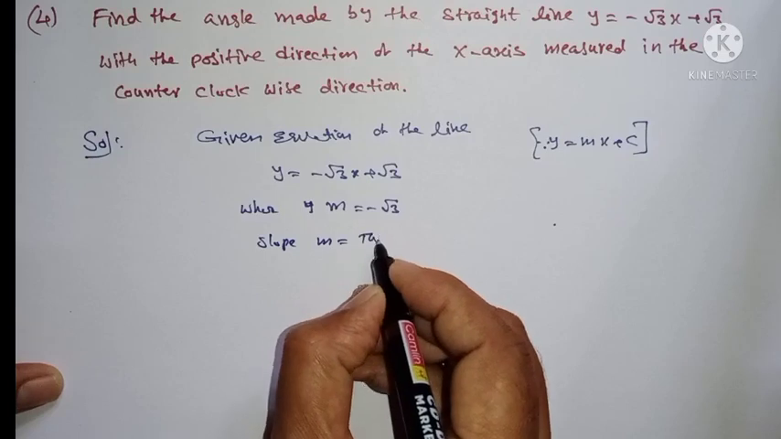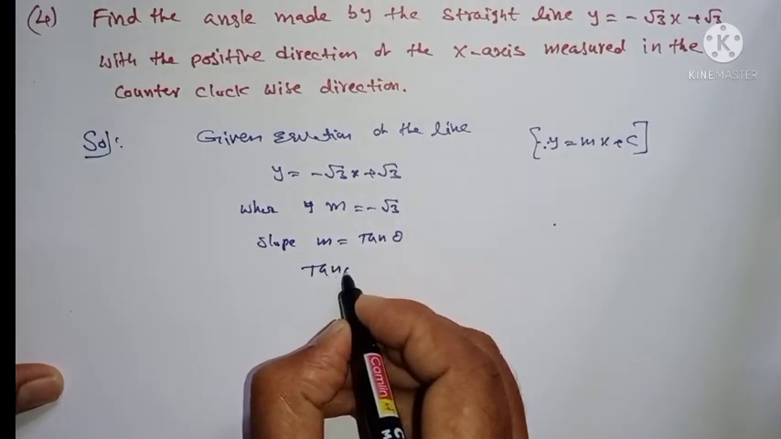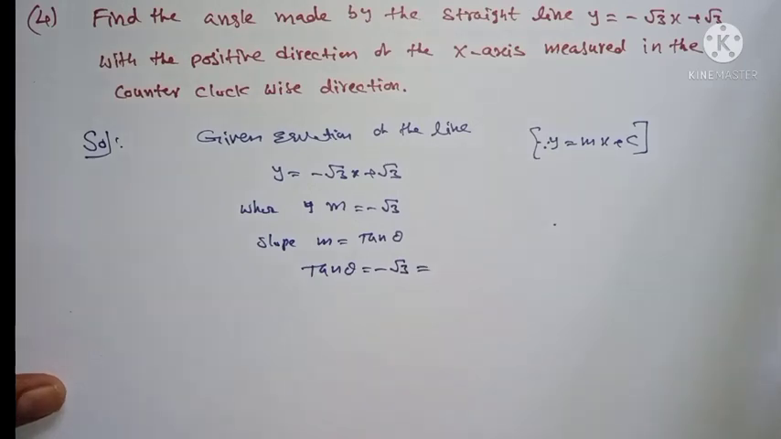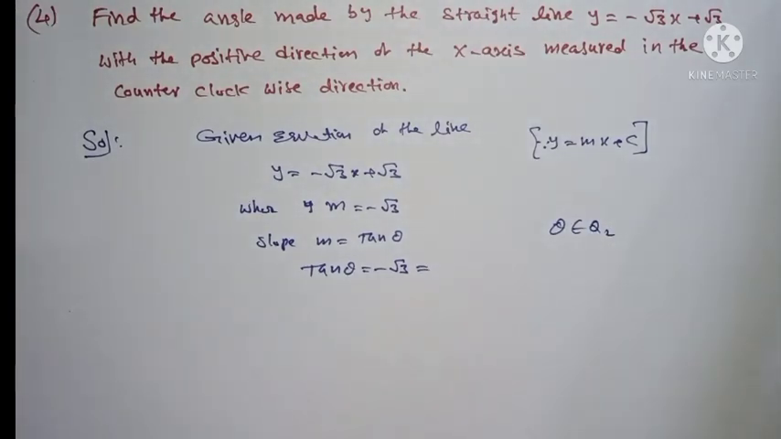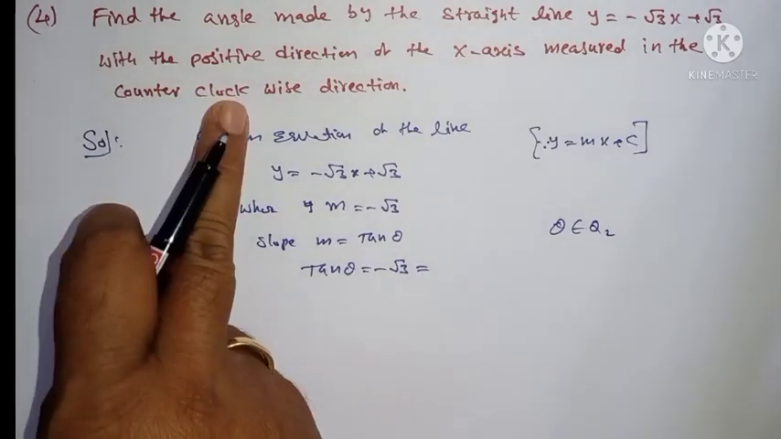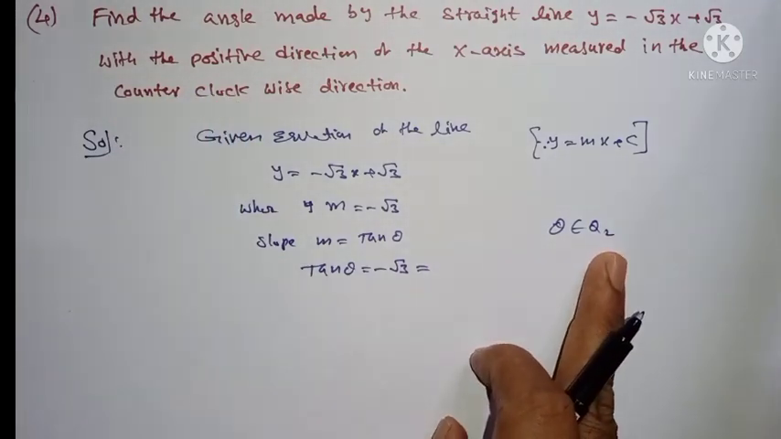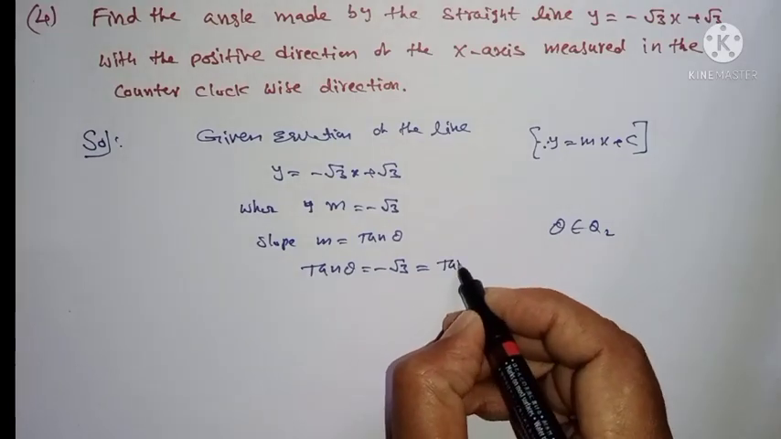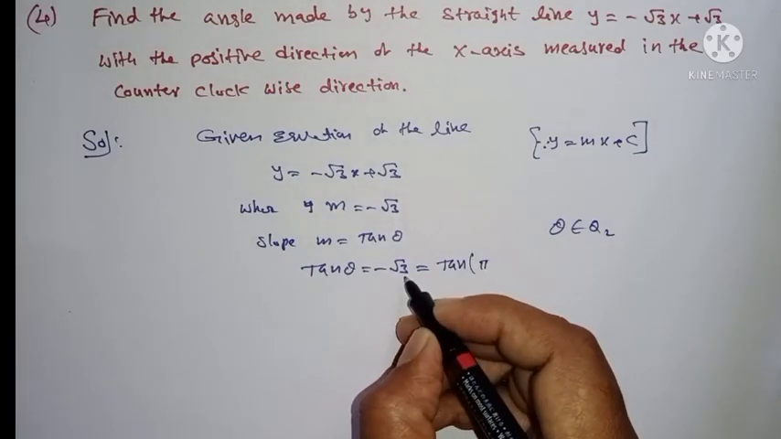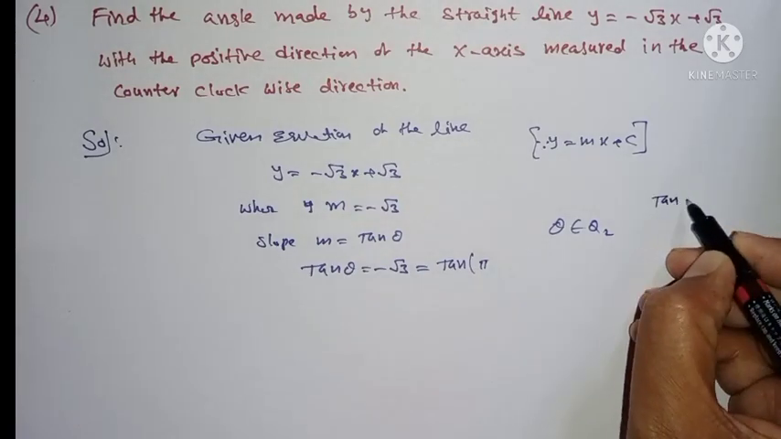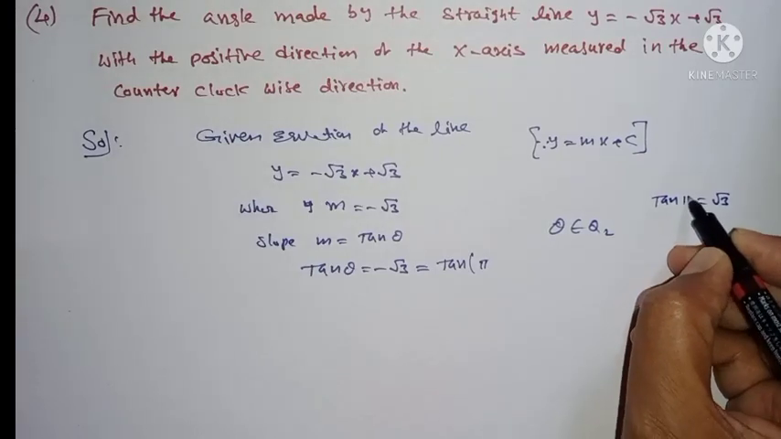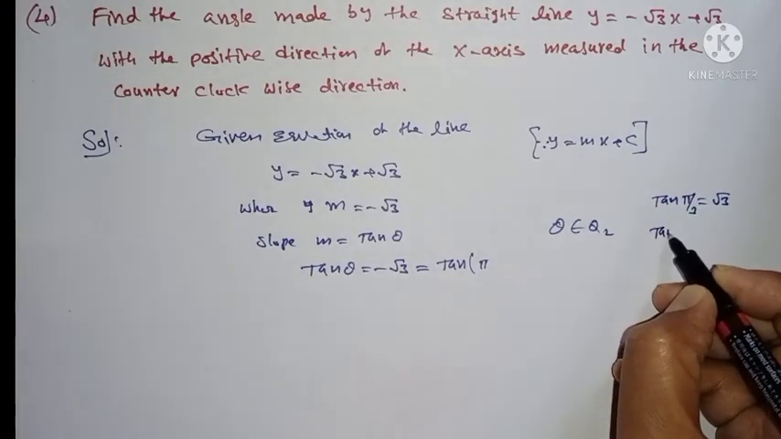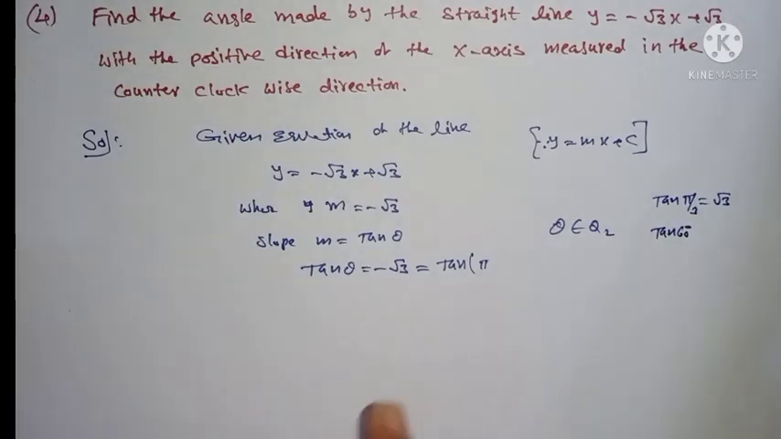Slope m is equal to tan theta. Therefore tan theta is equal to minus root 3. Since it is minus, theta belongs to the second quadrant. Counterclockwise means theta is in the second quadrant only. Root 3 occurs in tan of pi by 3, that is tan 60. Tan 60 is equal to root 3. Here minus is there.